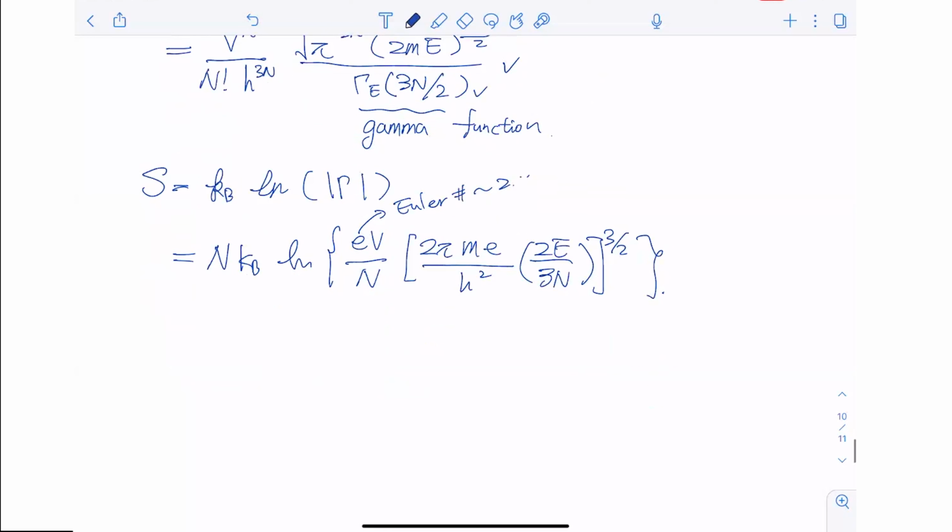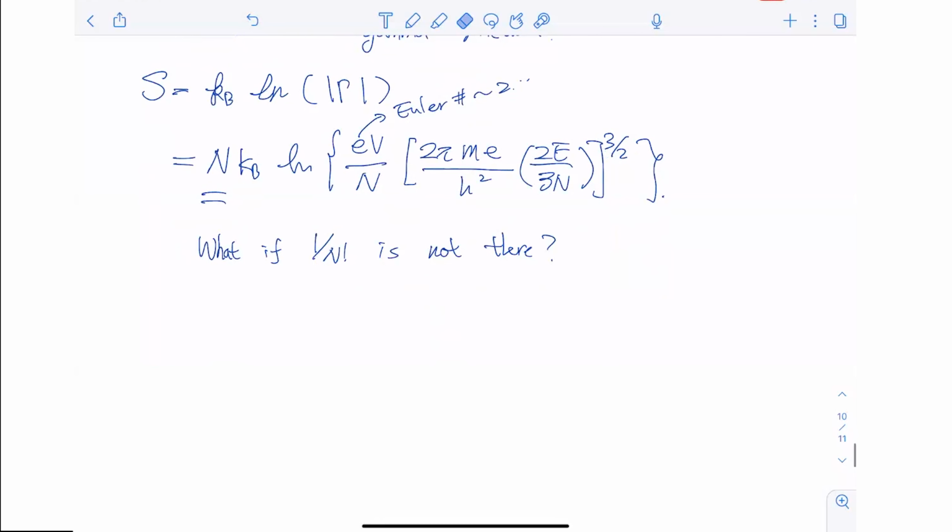Okay. And you can see explicitly that it is an extensive quantity because it's proportional to the system size N. And you can ask, what if 1 over N factorial is not there? Eventually you'll see you cannot get an extensive one.